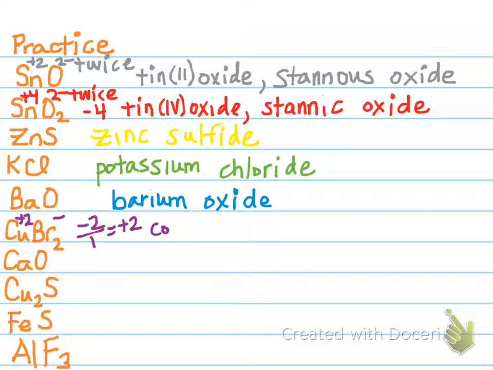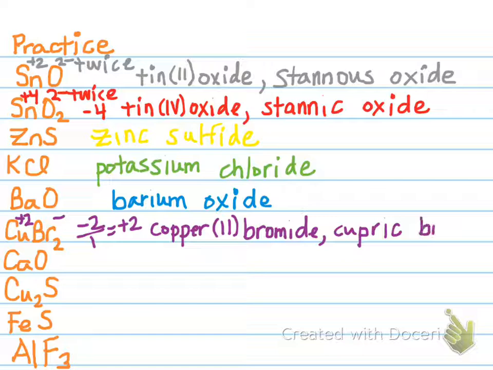So, again, because it is on my helper sheet and has more than one possible charge, I'm going to name it twice. So that's copper 2 bromide. And then copper is Cup. +2 is my higher charged one, so it's the ic bromide.